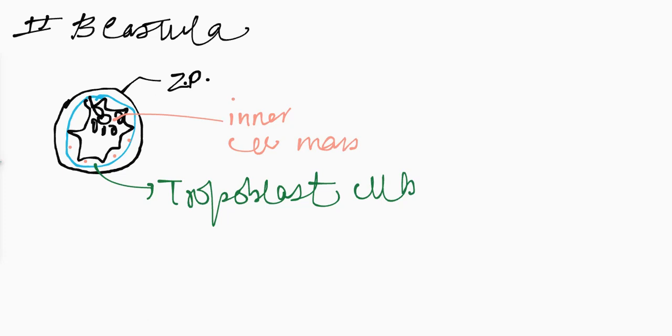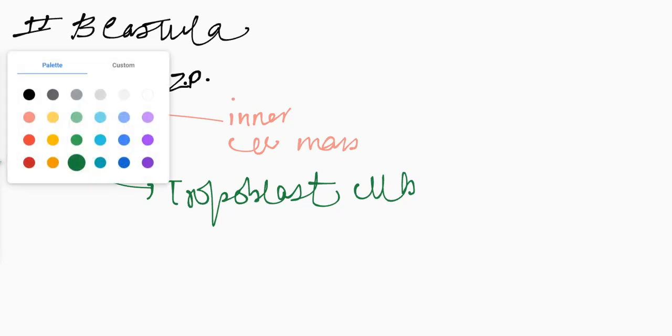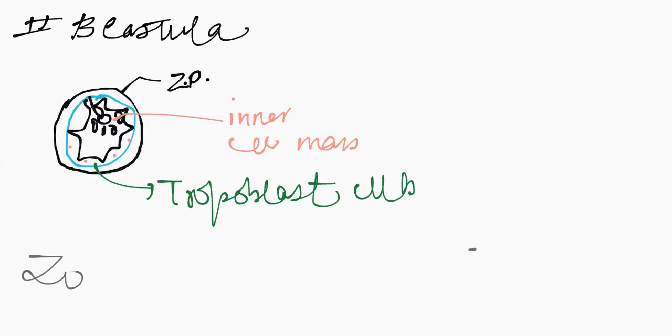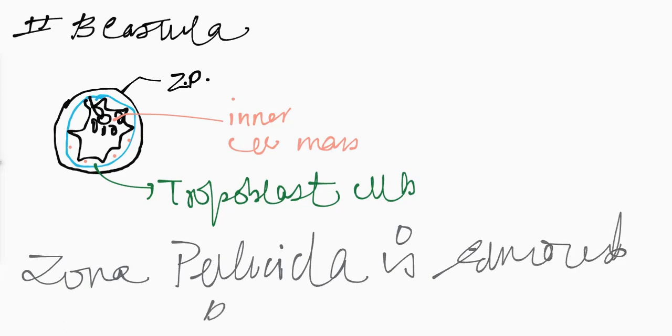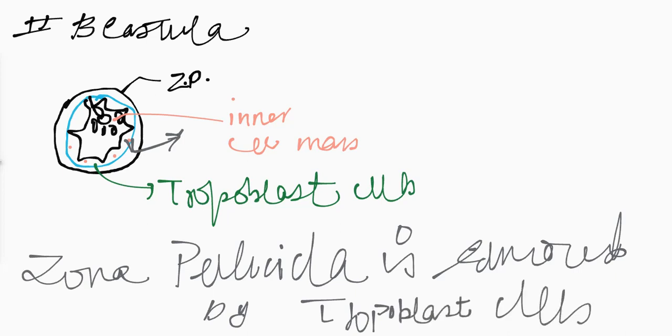This question arises, which removes the layer zona pellucida. Now zona pellucida is removed by ट्रोपोब्लास्ट सेल्स. मतलब जो ट्रोपोब्लास्ट सेल्स हैं, ये वाली सेल्स, ये जोना पेलुसिडा को रिमूव करती है. Zona pellucida is removed by trophoblast cells.